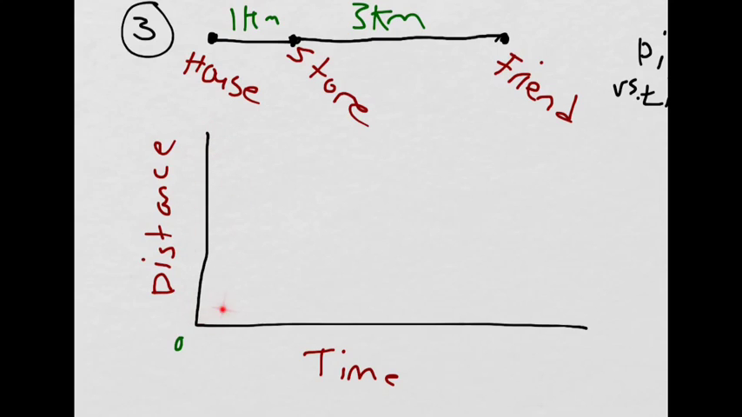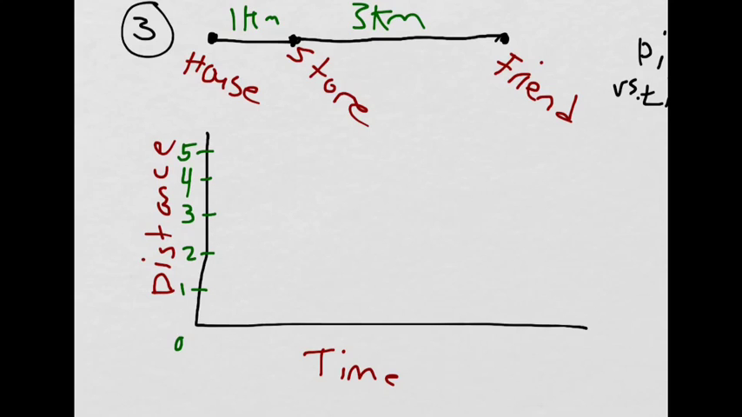You tell me, do I have to put any numbers on the y-axis? Yeah, because I know some specific distances, right? I know that the store is a kilometer away from the house and the friend's house is 3 kilometers away from the store. So let's just put 5 ticks on there, each indicating 1 kilometer: 1, 2, 3, 4, and 5.